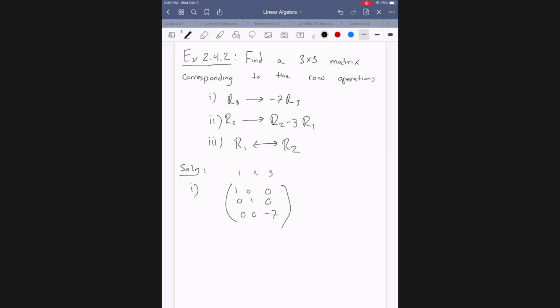Let's do 3, because that's the other one I talked about. So again, 1, 2, 3. All right. I want to interchange row 1 with row 2, which means I want this row to go to the second position. I want this row to go to the first position, and I want this to just stay the same. So that's how you do that one.